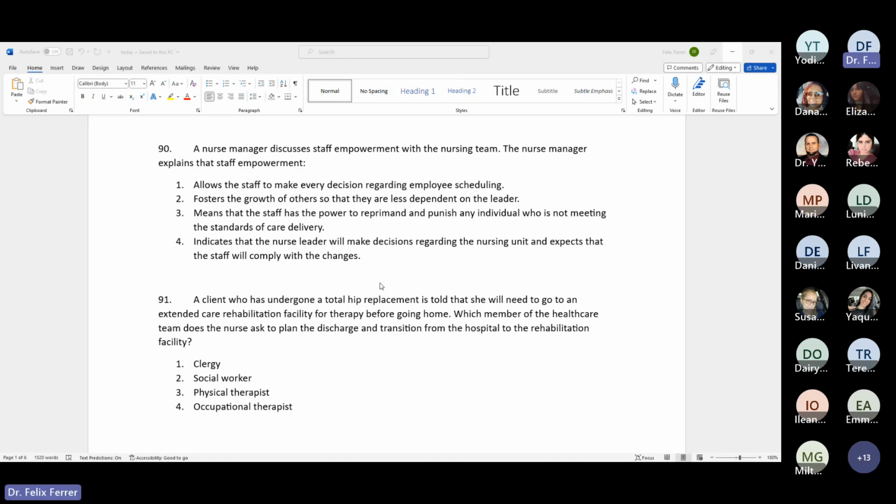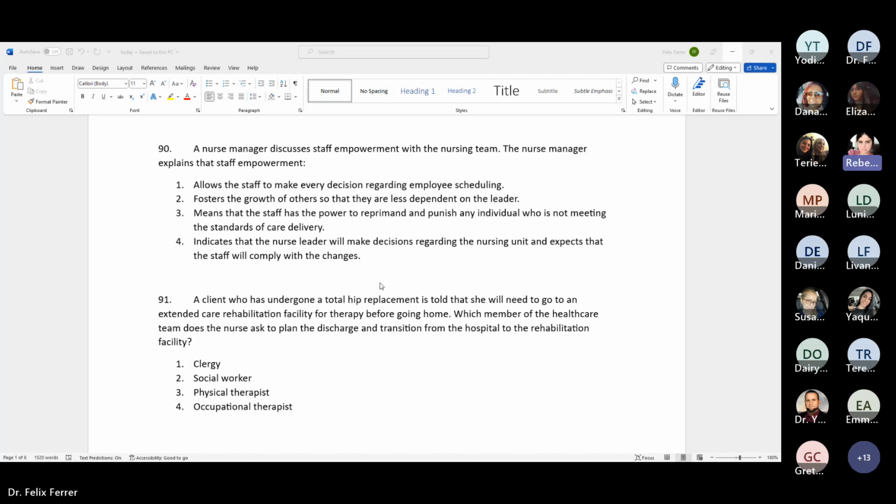Do you know what staff empowerment means, right? Yes. It has to do with the independence of the staff, no? Yeah. It's pretty much trying to help them, okay, to be independent and more creative and safer and feeling confident with what they're doing. This is when you're empowering someone.